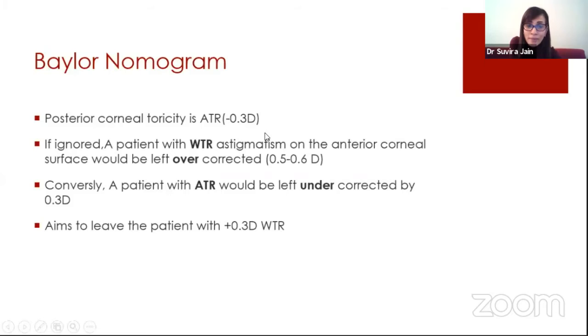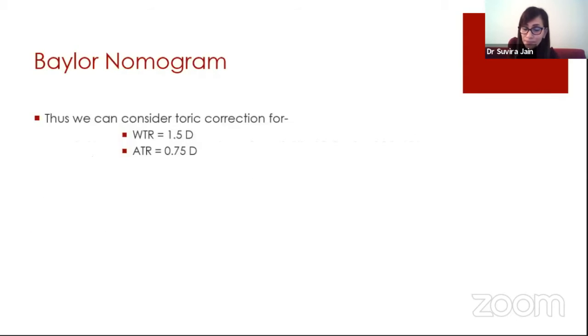The Baylor's nomogram has worked it out that every normal patient has a posterior corneal toricity, which is an against the rule astigmatism of -0.3. If this were the case, and it is, then any patient who has a with the rule astigmatism is likely to be left overcorrected. Similarly, a patient with an against the rule astigmatism is likely to be left undercorrected.